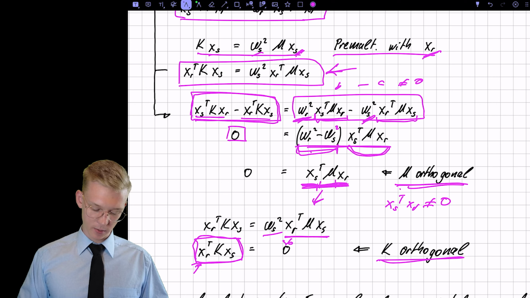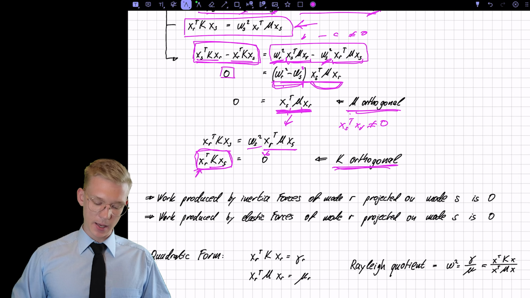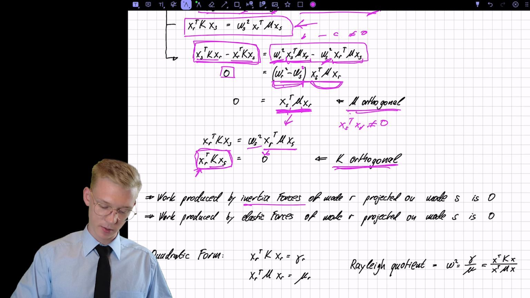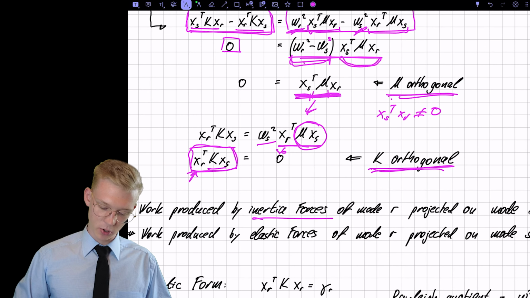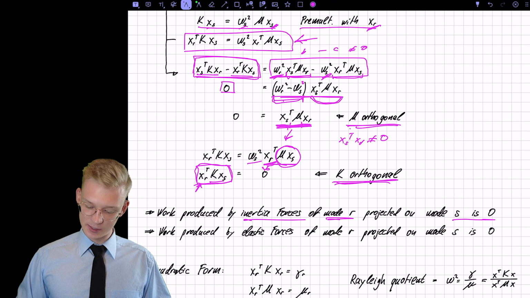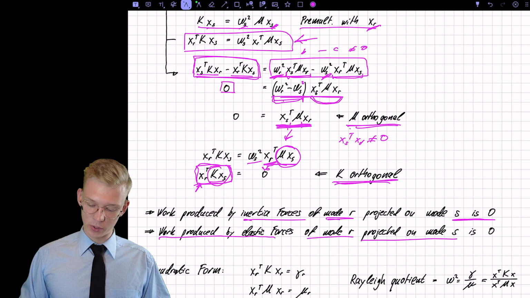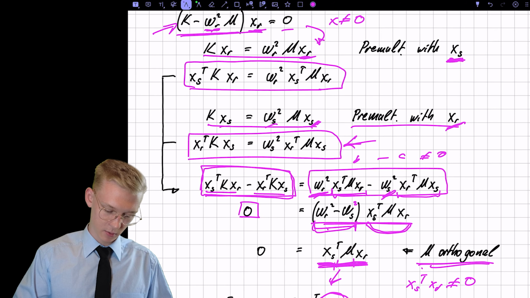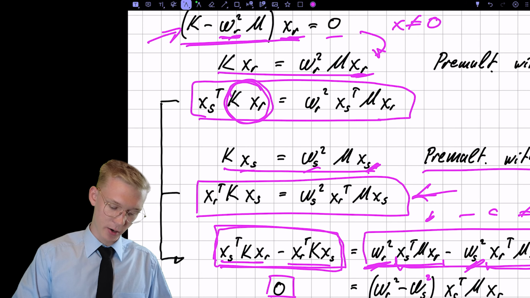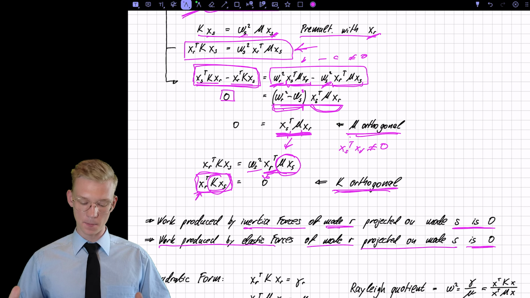If we pre-multiply xr to k xs, we will get 0. So what does that actually mean? It means that the work produced by inertia forces, the inertia forces is this part, the inertia forces on mode r, this is mode r, the work is 0. And the work produced by elastic forces, that's the k, where is it? Here, for example, k, of mode r projected on mode s is 0. So we had elastic forces of mode r projected onto s is 0. That's what K and M orthogonality means.